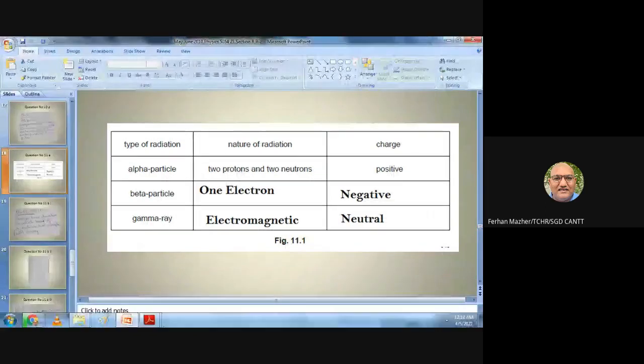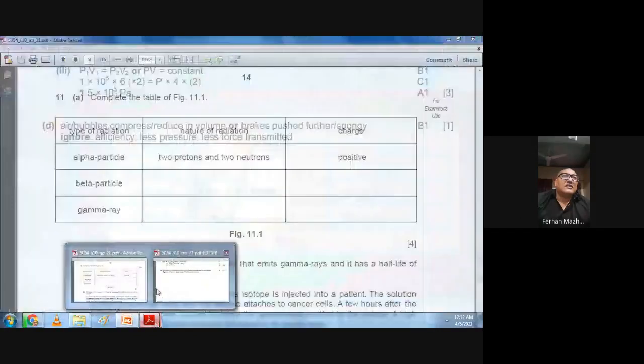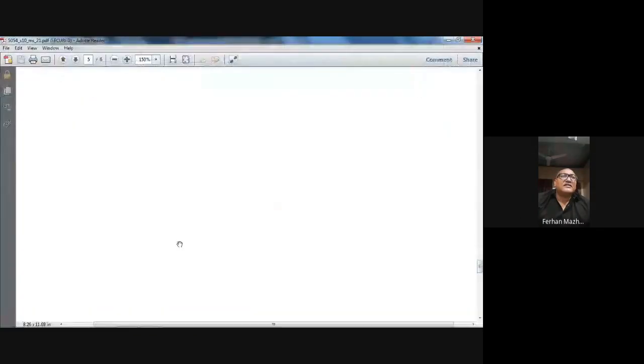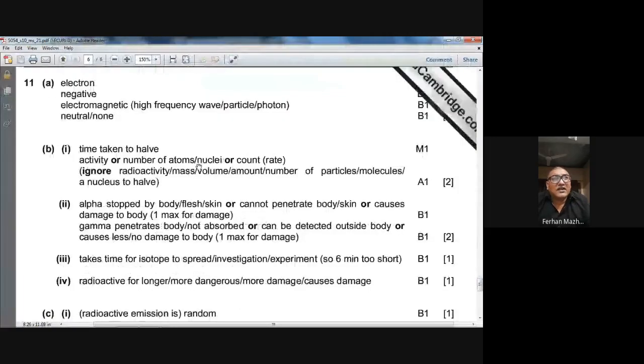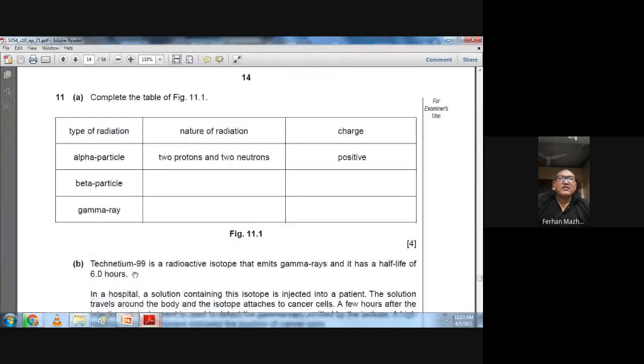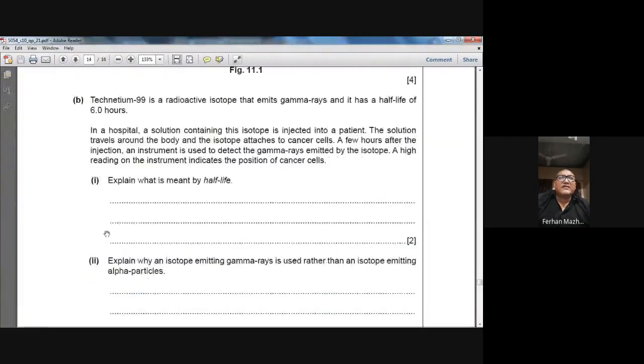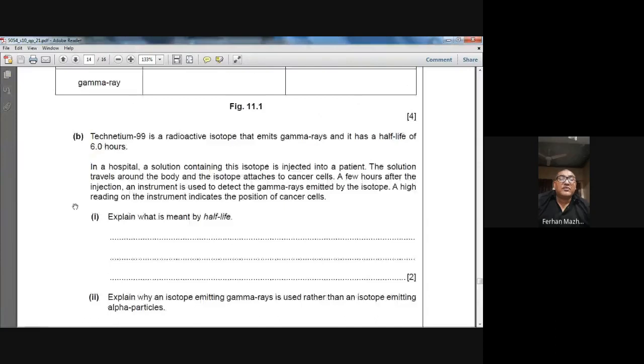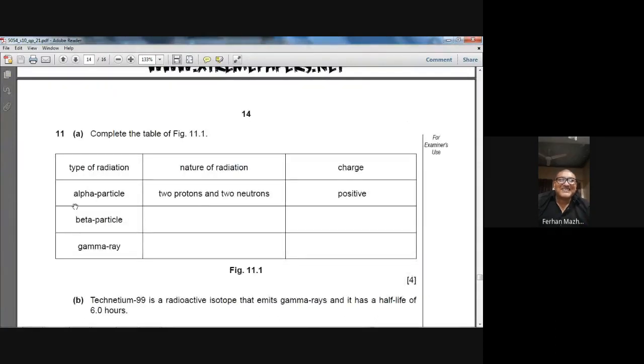So let's check the marking scheme. What the marking scheme says: electrons, negative, electromagnetic high frequency wave, and they are neutral. So this is how you will complete that table. Okay, so next, that table completion is of 4 marks. It's easy marks.